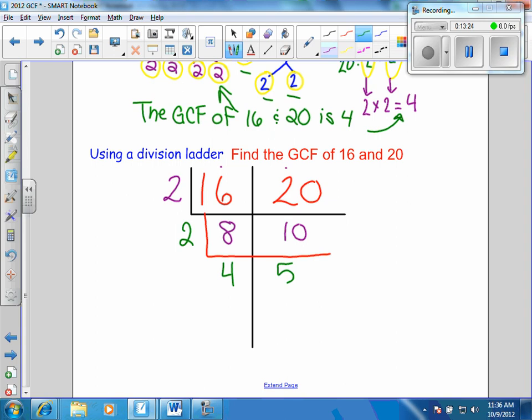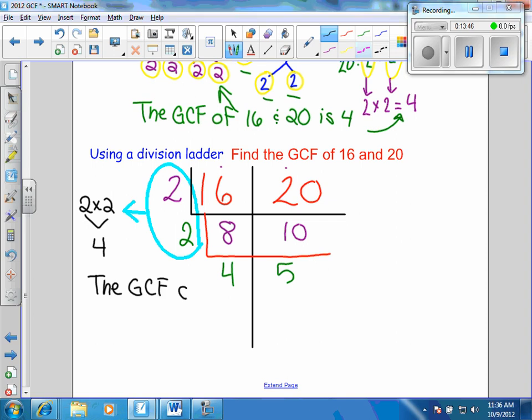No. Okay, so what you do is you take these numbers on the side and you multiply them to get your answer. And so we have the greatest common factor, or the GCF, of 16 from up here. It is easy. And 20 is 4. Isn't that easy? Yeah, that was great for me. That one's for me too.